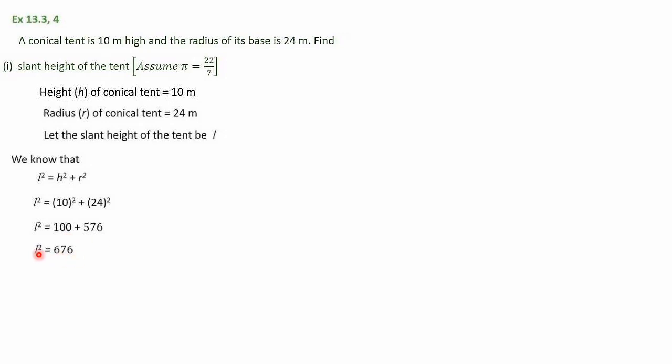Then from here we can calculate the value of L. L is equal to root of 676, that is 26 meter. We know that 26 into 26 is 676. So when we take the square root of 676, we get 26 meter. Now the slant height is 26 meter.